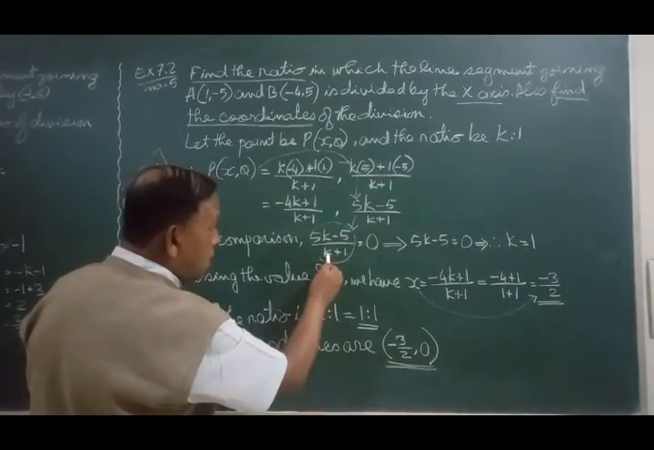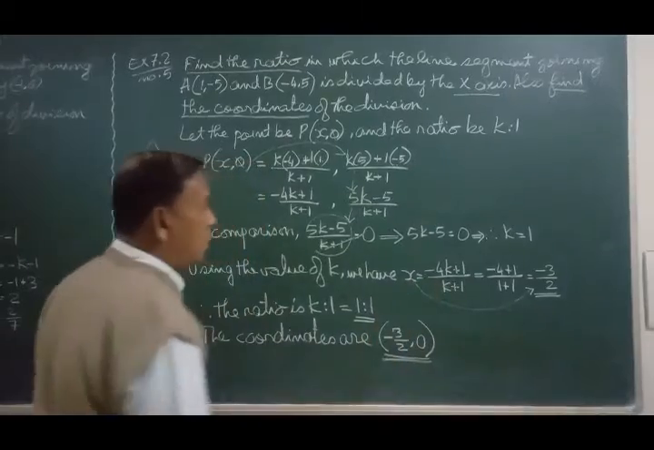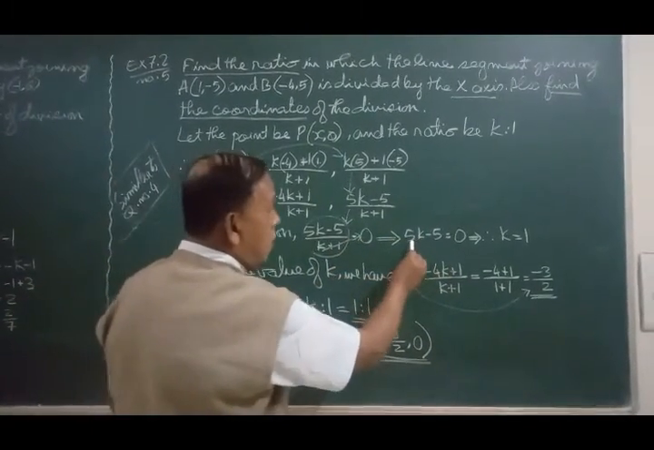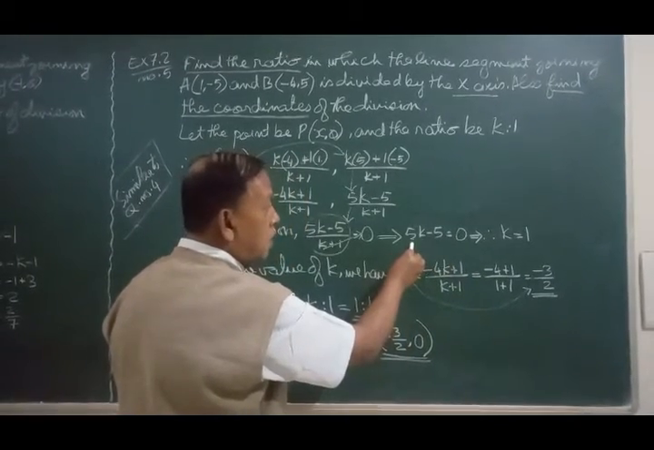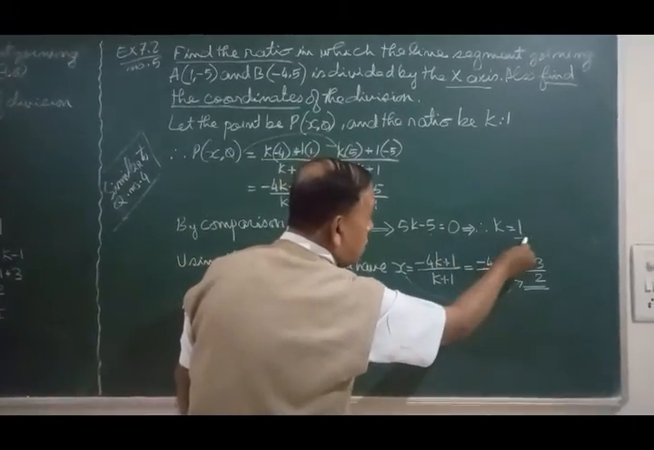Therefore, you cross multiply. When you cross multiply, it becomes 0. Therefore, 5k into 5, 1, which means it is 0. 5 into 1, 5, minus 5, 0, therefore k is equal to 1.